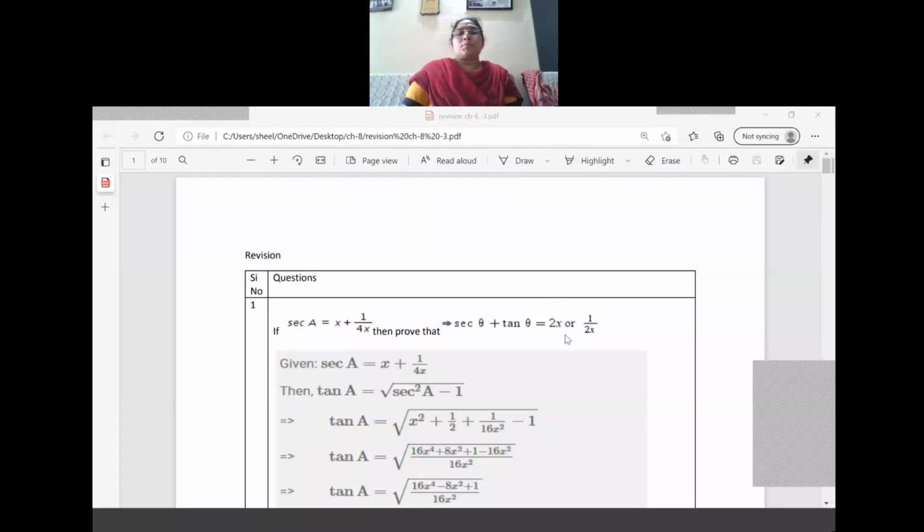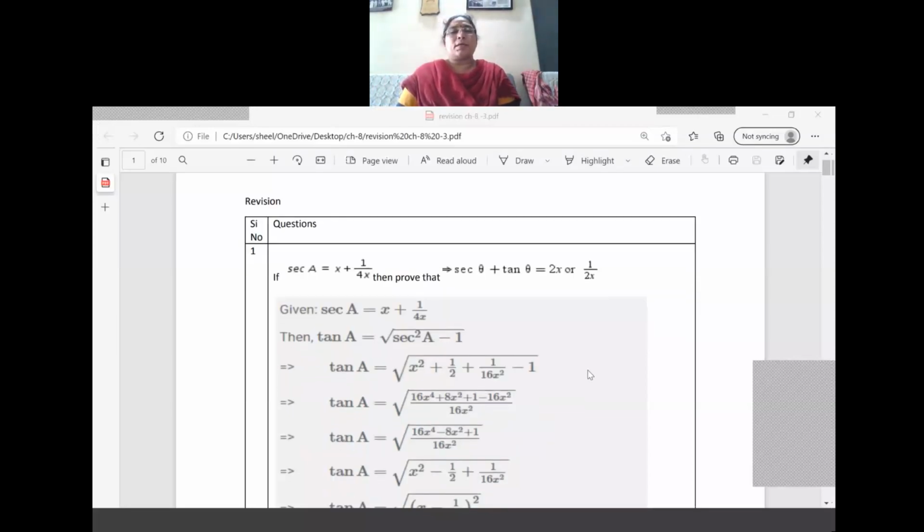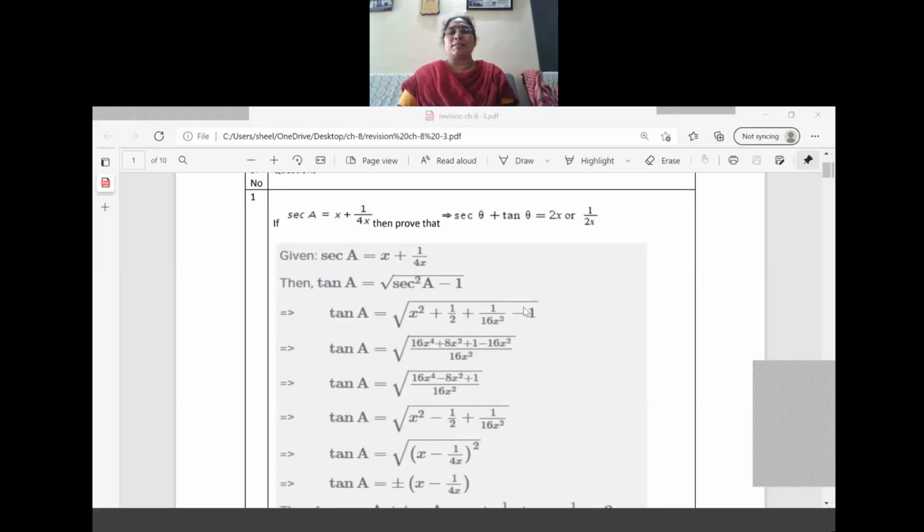Good morning, children. Some more questions we can do as a practice only. So, the first question: if sec A equals x plus 1 by 4x, then prove that sec A plus tan A equals 2x or 1 by 2x. The sec value is given. It is asked to find the sum of sec and tan values, right?